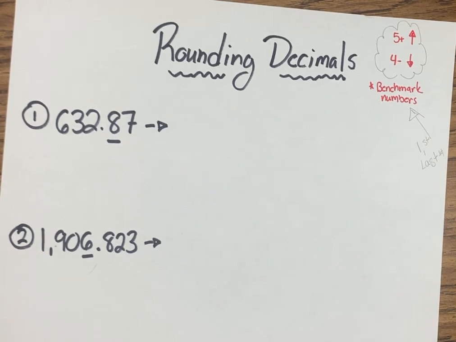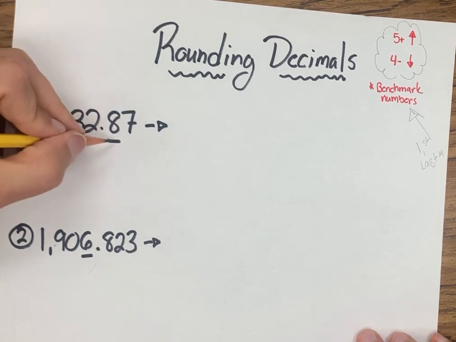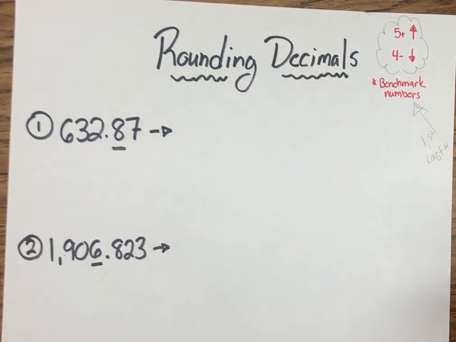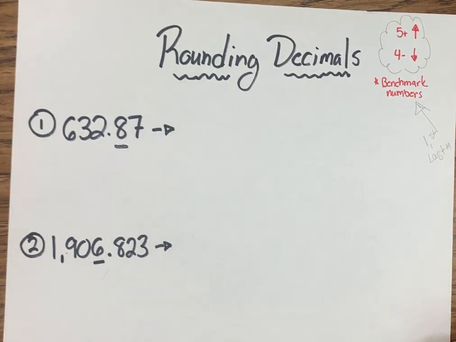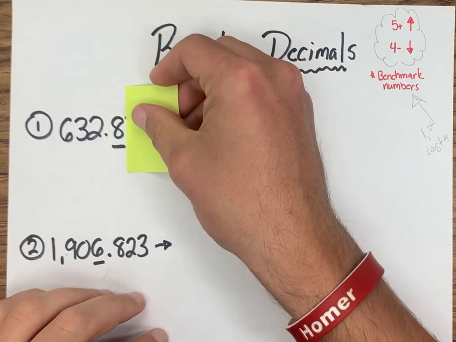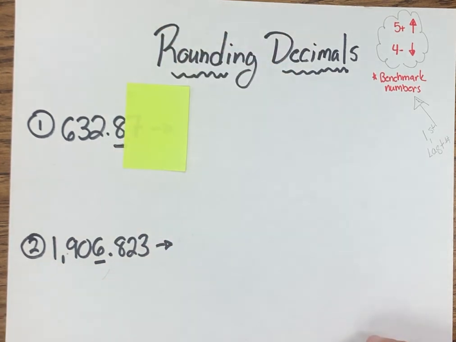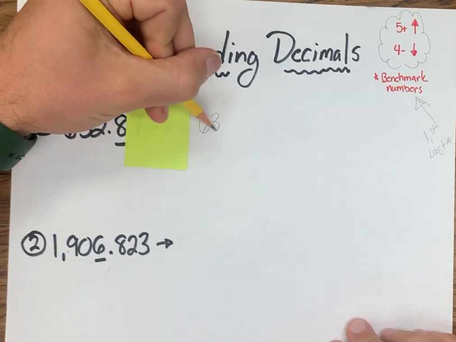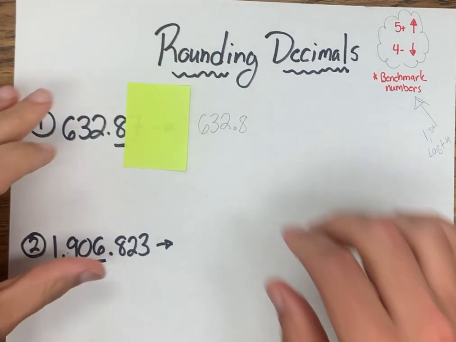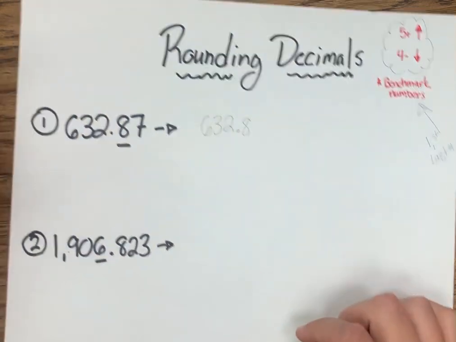So let's try to round 632 and 87 hundredths to the nearest tens place. What I do is I take one sticky note, a small one will work, and I say, okay, this is the place value I'm rounding to. Underline it just to be 100% sure. I'm going to cover up everything to the right of what's underlined, and write down what I see. I see 632.8. And whatever I uncover, I'm going to change to zeros.